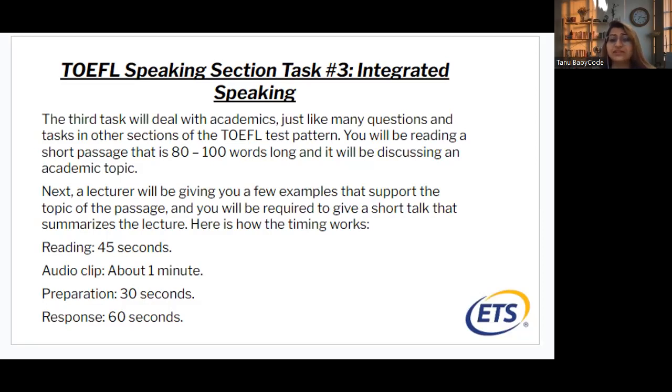So basically in integrated speaking, first there will be a reading passage of 80 to 100 words, then a lecture giving you an example that supports the topic. You are required to give a short talk that summarizes the lecture. Reading time will be 45 seconds. That lecture will be for about 1 minute. Preparation will be 30 seconds and response will be 60 seconds.